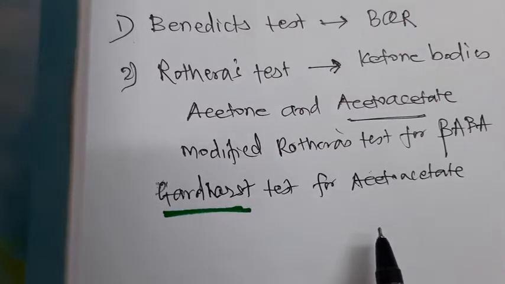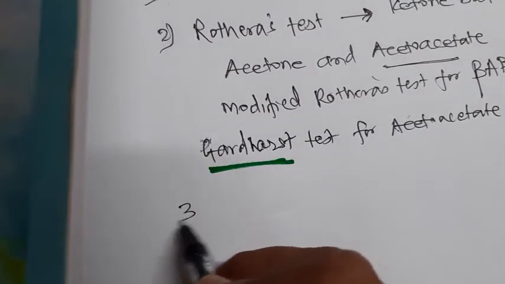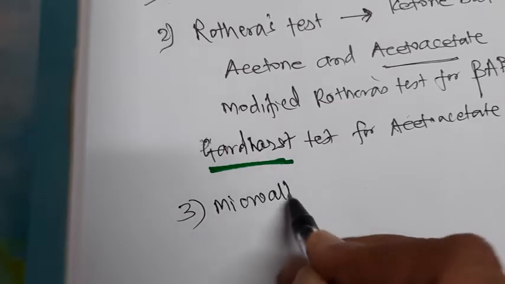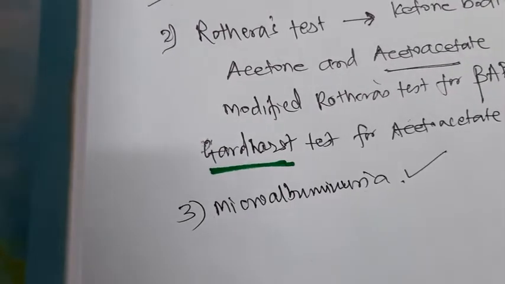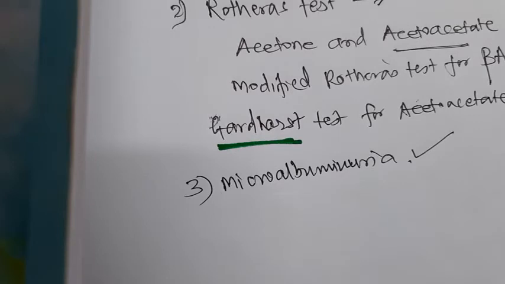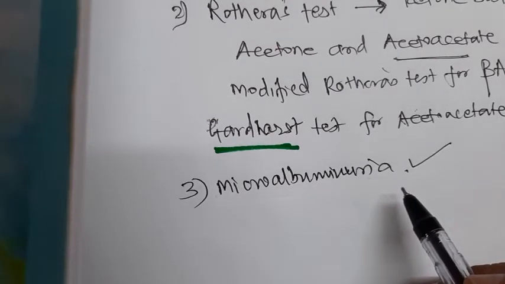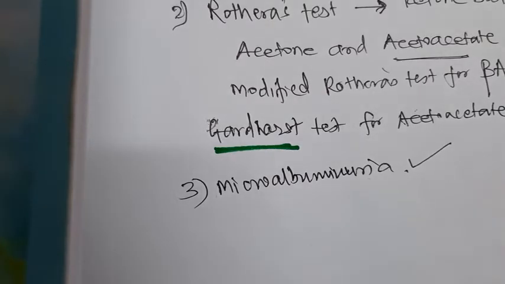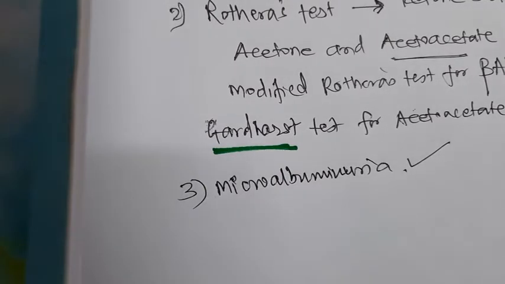Besides this we can go for microalbuminuria, that is, the albumin concentration in the urine. This test can be performed to find out the albumin concentration in the urine, which is generally raised due to kidney affections, you can say complications of diabetes mellitus. So just remember these tests.